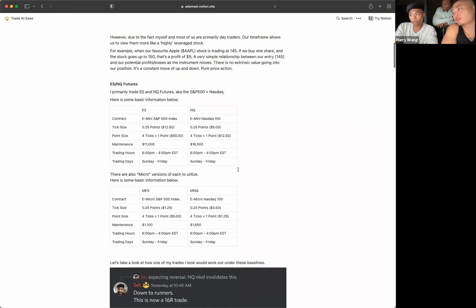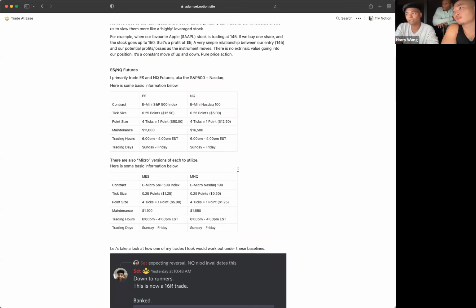There are also micro versions of each to utilize, and here's some basic information below. There's the micro ES and the micro NASDAQ. Basically, if you divide the ES and the NQ values by 10, you'll end up with the correct results for the micros. The MES contracts can be found as E-micro S&P 500. The tick size is $1.25 per tick, resulting in $5 per point. The maintenance fee is divided by 10.